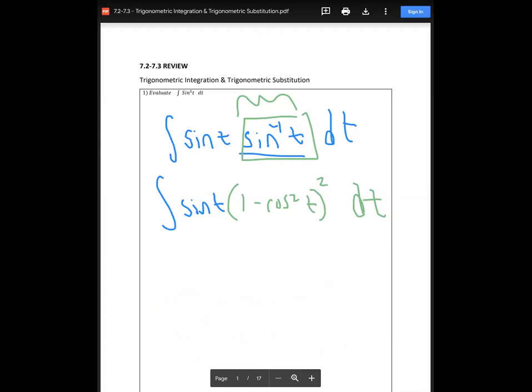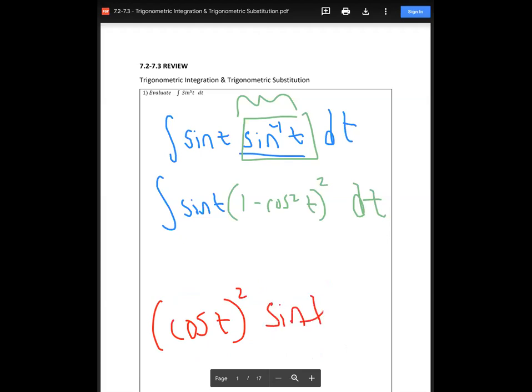And the reason why we can do this, and the reason why these rules even exist, I'll give you guys a little preview, is because when you expand this all out, you're eventually going to get something like cosine t squared, and then you're going to have a sine on the outside.